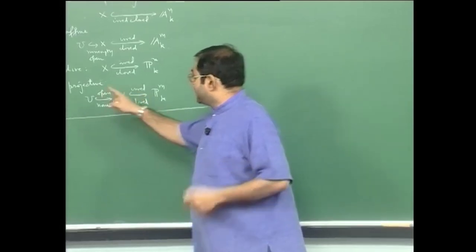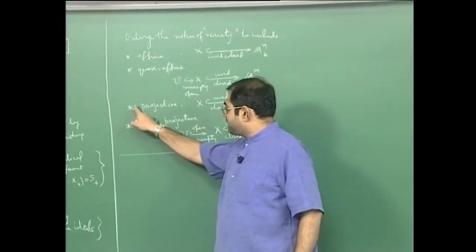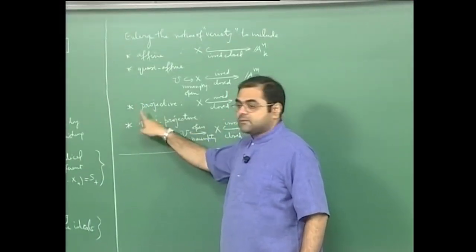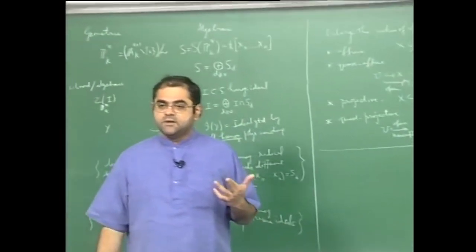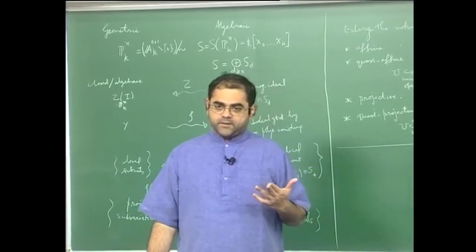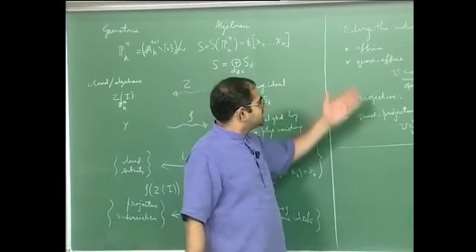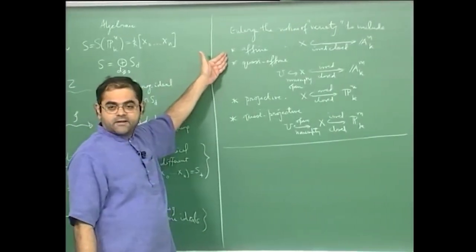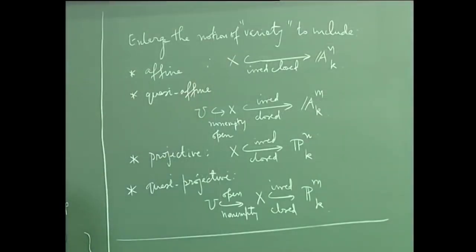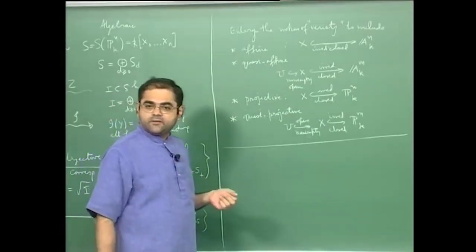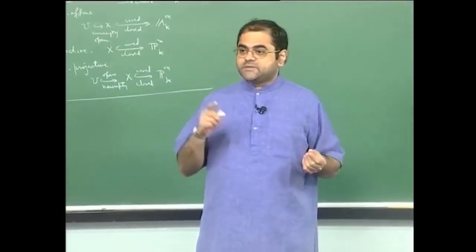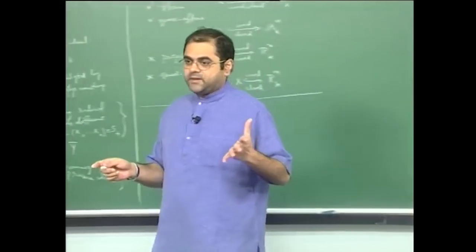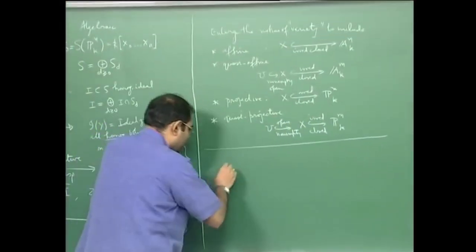Therefore, if I want to define morphisms which involve even projective or quasi-projective varieties, I have to tell you what is meant by regular functions for projective or quasi-projective varieties. And the answer is very, very simple. Just like the affine case, where a regular function is just a quotient of polynomials locally, in the projective case, you only require that it's a quotient of homogeneous polynomials of the same degree, so that you get a valid function.